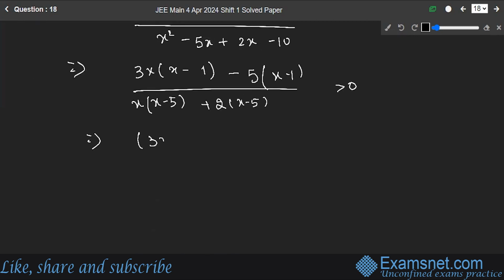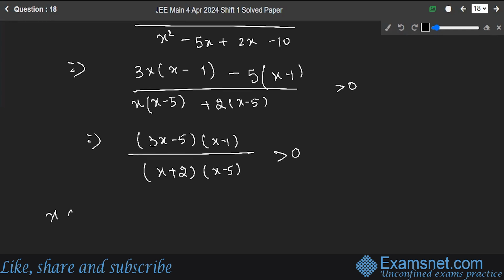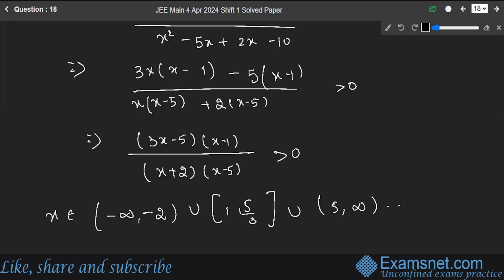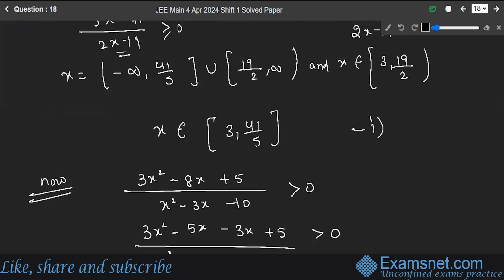So the two factors will be 3x minus 5, x minus 1 divided by x plus 2, x minus 5 is greater than 0. From here, you have x belongs to minus infinity to minus 2, union 5 to infinity, and let's say this is 2 and this one as 1.